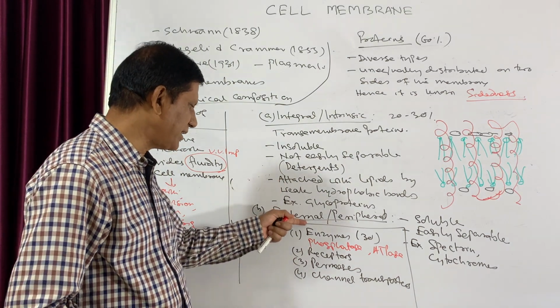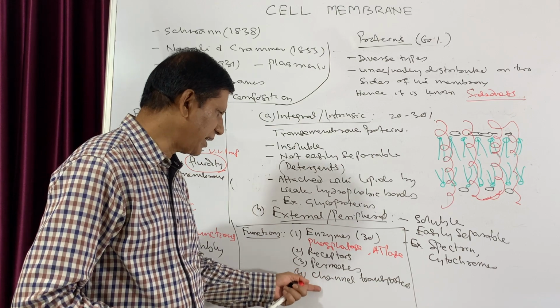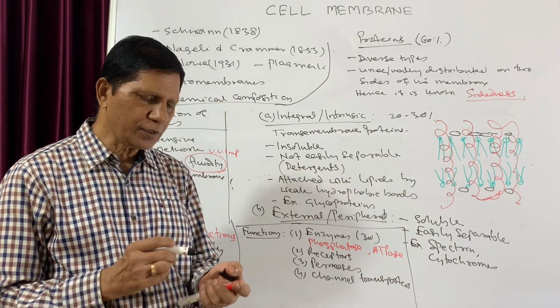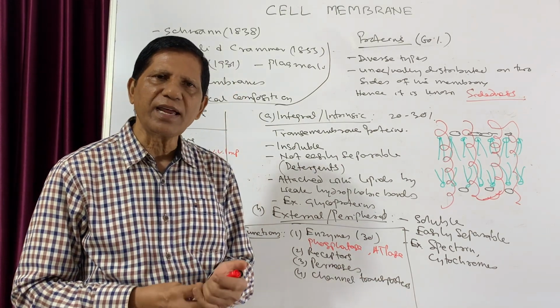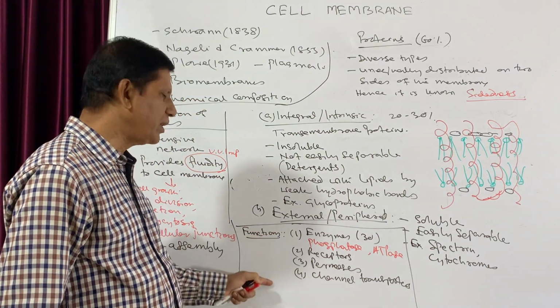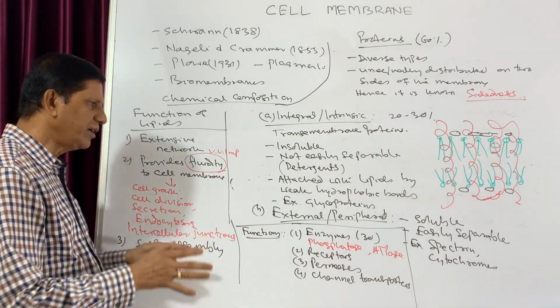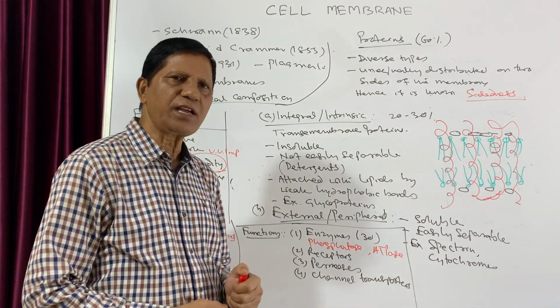That means they act as enzymes, receptors, permeases, and channel transporters. So this cell membrane carries out different types of functions due to these protein natures. So you see the function of lipids is different, the function of proteins are all different.